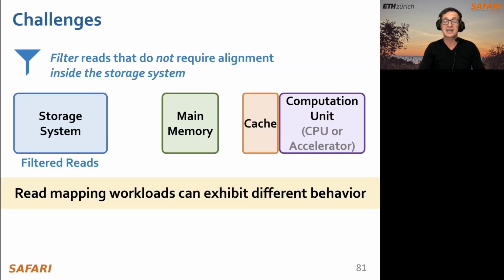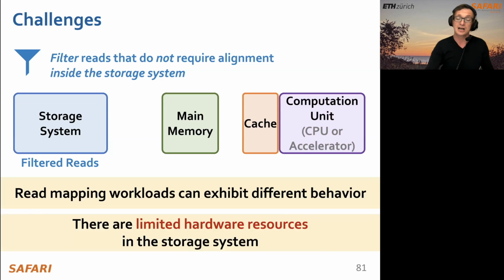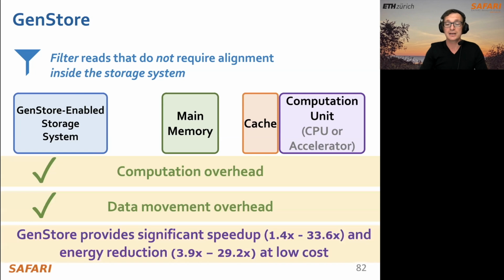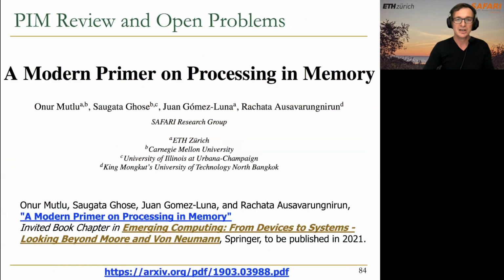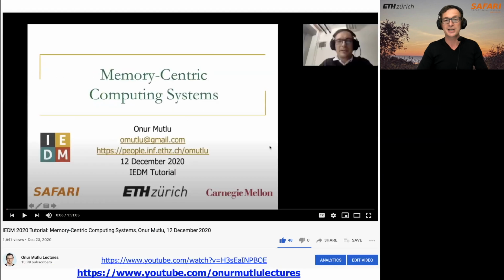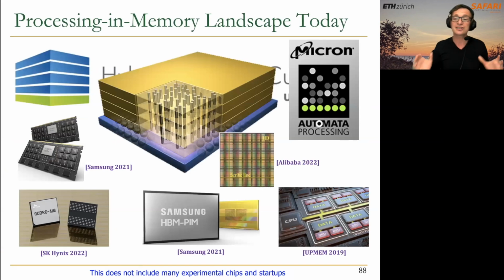So the challenge is basically taking advantage of the workload behavior as well as limited hardware resources in the storage system. And in the end, we show that you can achieve significant performance improvements and energy reductions by filtering reads inside the storage system so that other parts of the system are alleviated. And this is improving both performance and energy at the same time. Okay, this is a general example of processing in memory, processing in storage, and processing in sensors. There's a lot of work going on in this direction that I don't have time to talk about, but if you're interested, you can read some papers that we have been releasing, as you can see, and also some talks that we have been delivering. And the good news today is industry is moving in this direction.